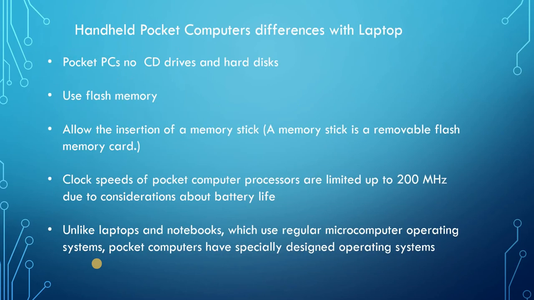Handheld pocket computers' differences with the laptop: Pocket PCs have no CD drives and hard disk, and they use flash memory, allowing the insertion of a memory stick. A memory stick is a removable flash memory card, you can say. Clock speeds of pocket computer processors are limited to up to 200 megahertz due to considerations about battery life. Unlike laptops and notebooks, which use regular microcomputer operating systems, pocket computers have specially designed operating systems.